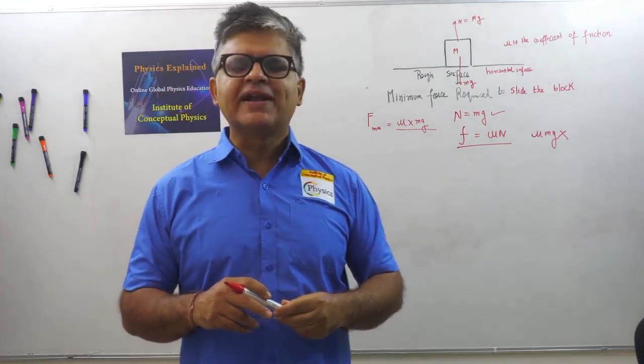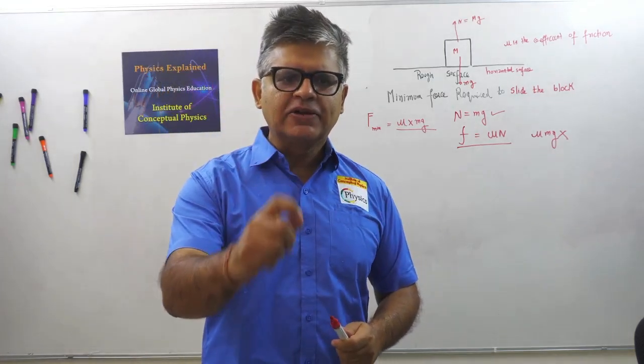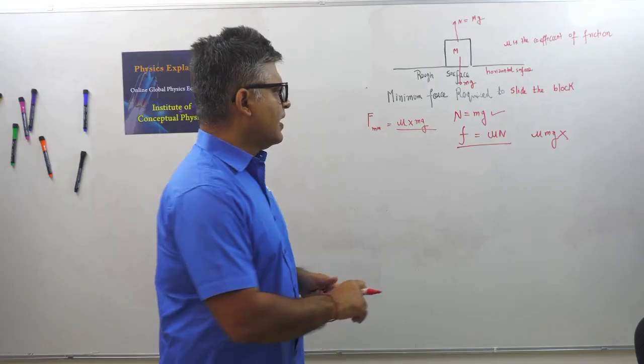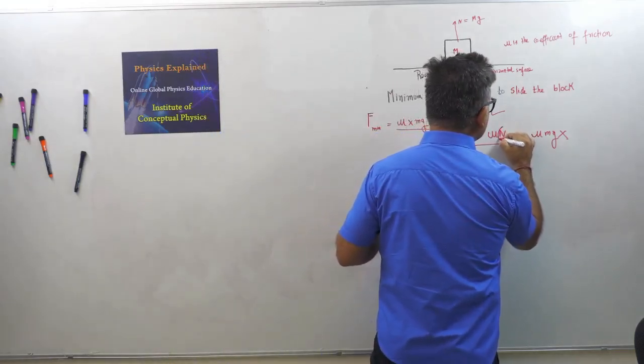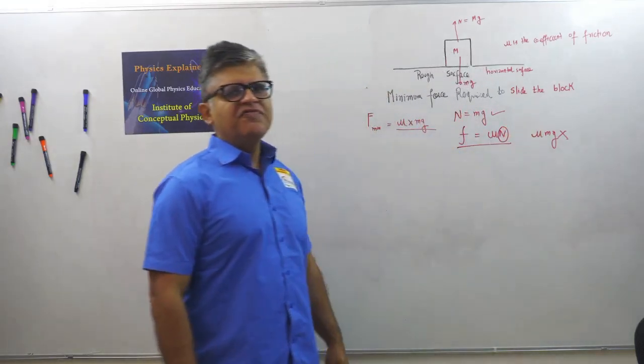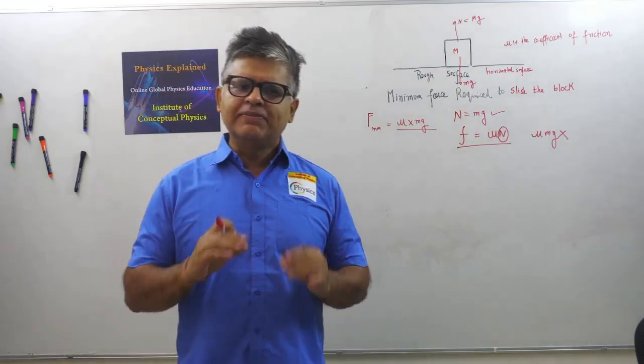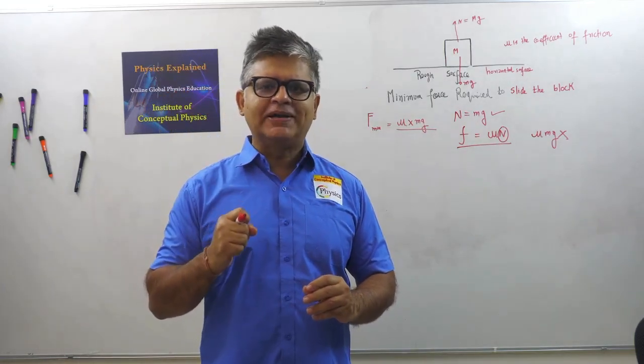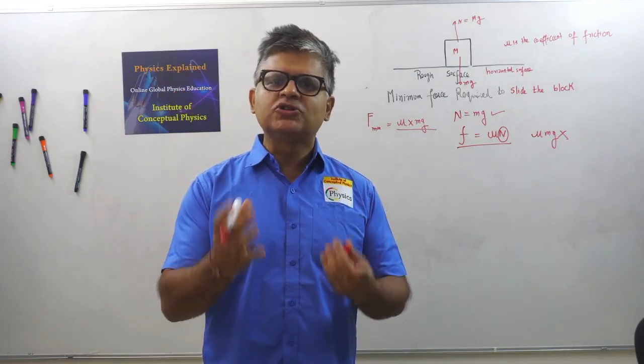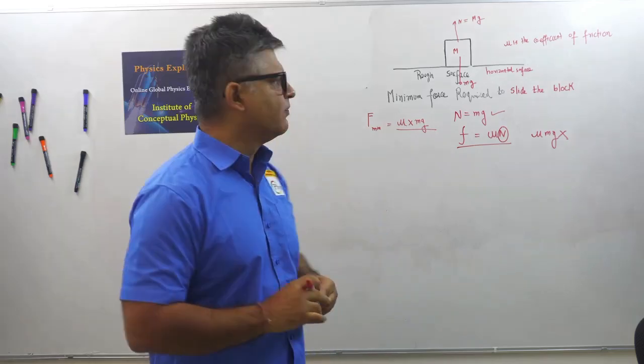What is the point I'm trying to drive home? The point I'm trying to drive home is very simple. Can I do something to reduce the value of normal reaction? If my friction goes down, my minimum force requirement goes down. How do I reduce normal reaction is the worry now.